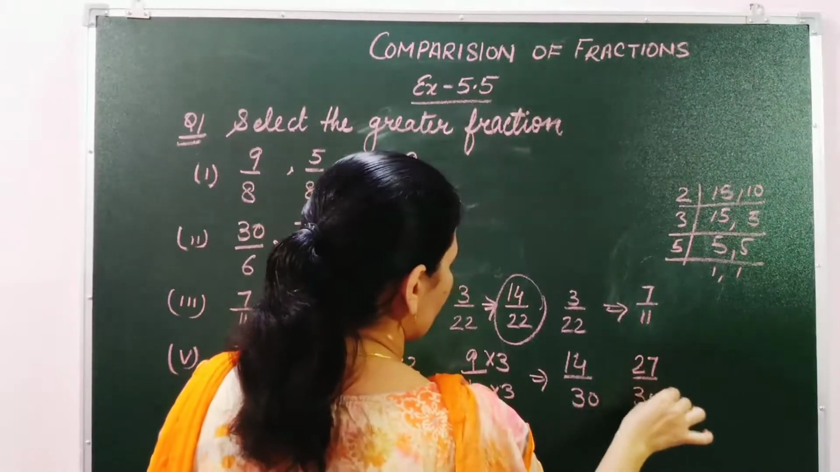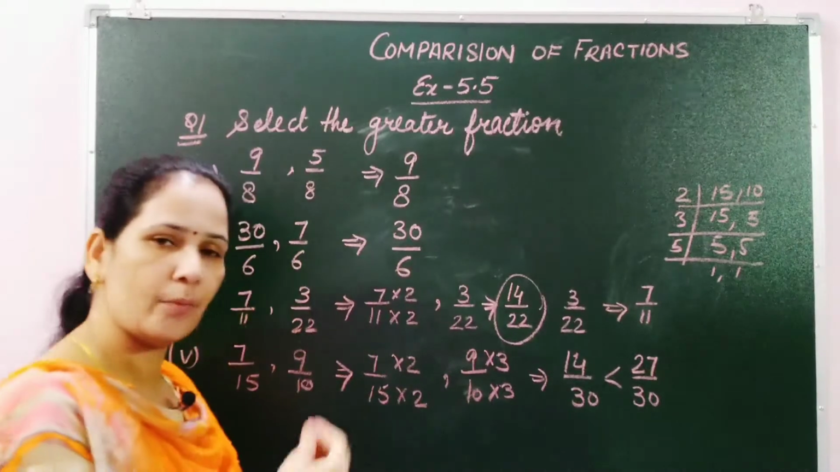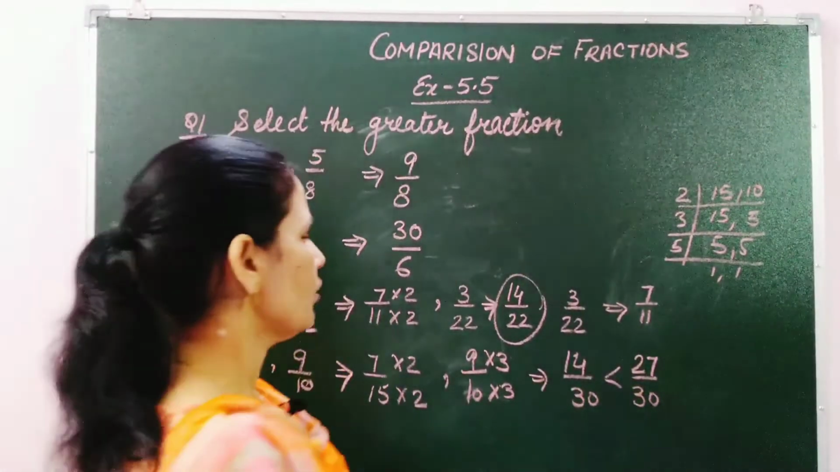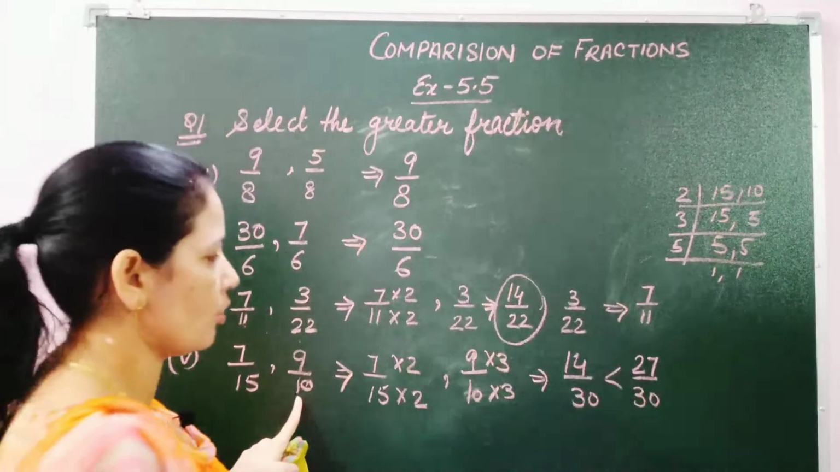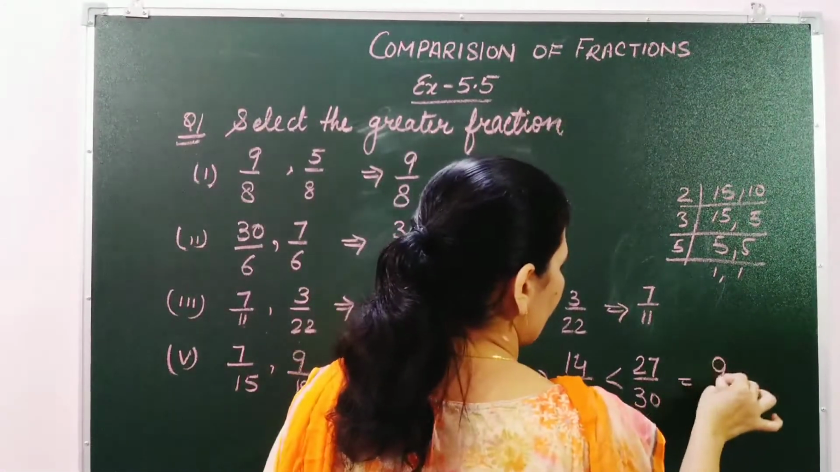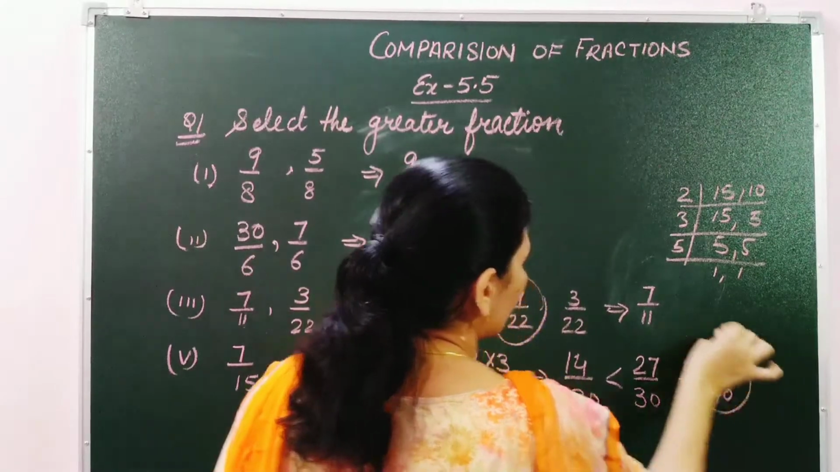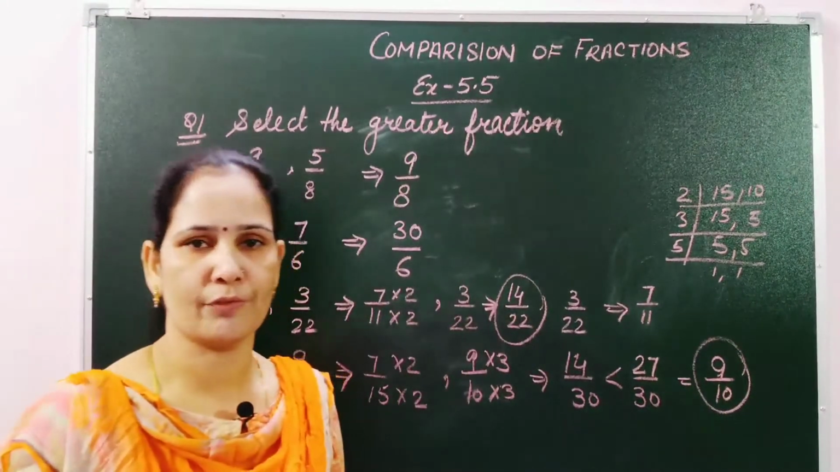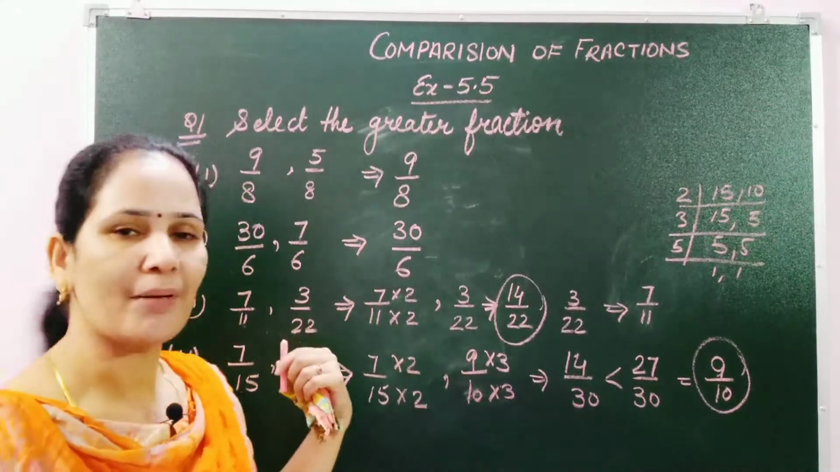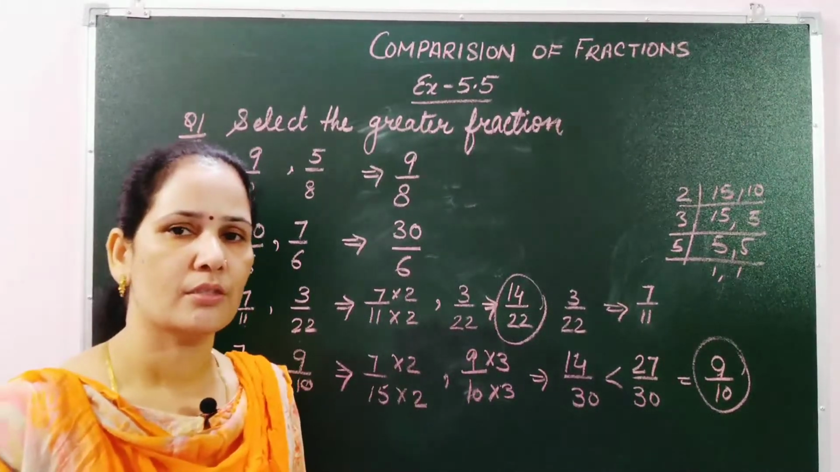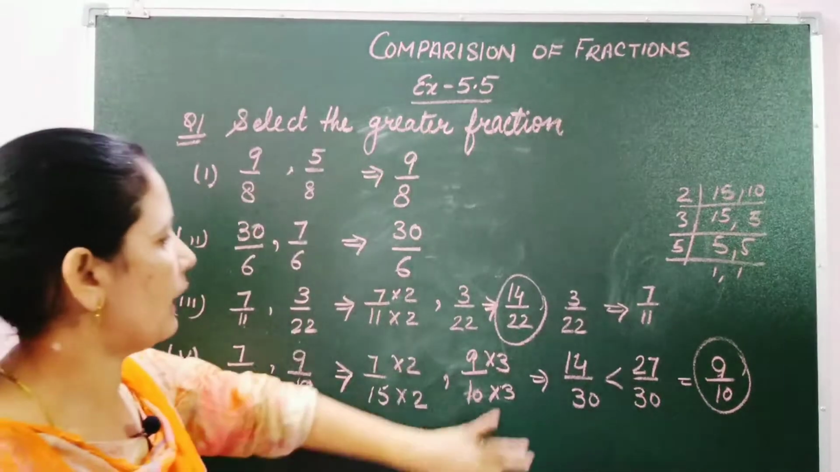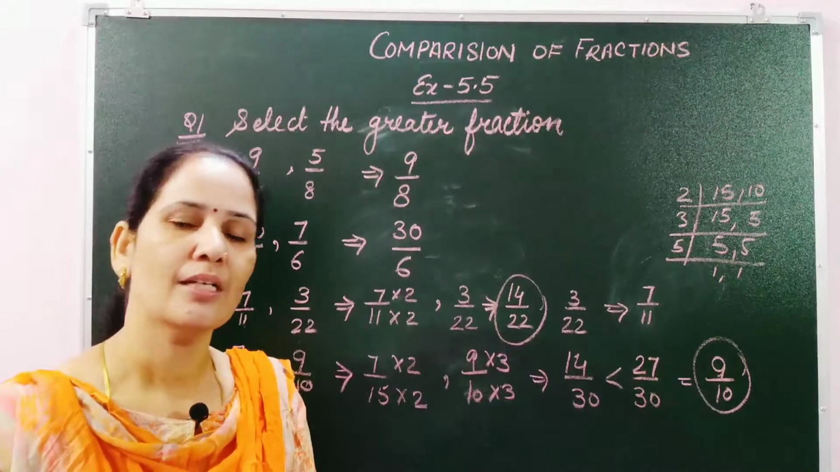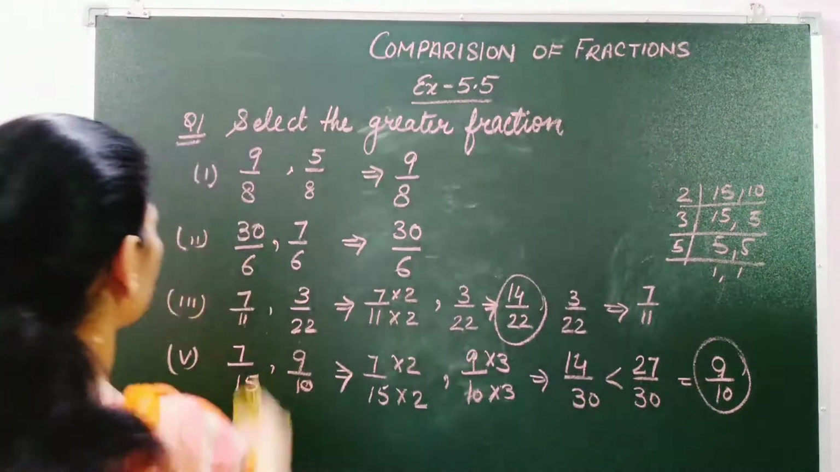Which one is bigger? Obviously, whenever the numerator is bigger, that fraction is bigger. So here 27 by 30 is bigger, and its original value is 9 by 10. So 9 by 10 is our greater fraction. So students, by this we have done our first question, and some parts are remaining that you have to solve. So now we understand the first step, how to compare fractions and how to find the greater one. Let's take question number two.